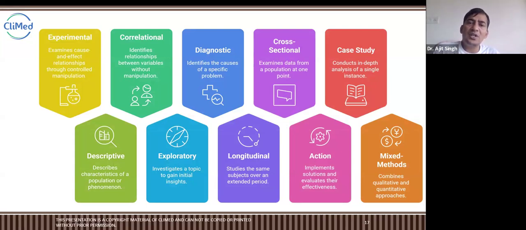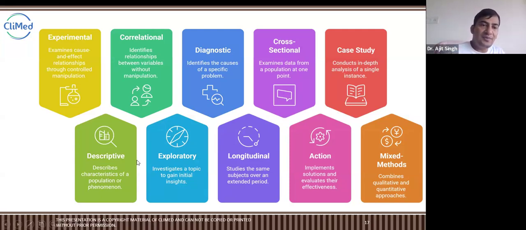Interventional studies include randomized control trials, community trials, and non-randomized control trials. So multiple things are there, and there is also something like this on your screen: experimental designs, correlational designs, diagnostic designs, cross-sectional designs, action designs, longitudinal studies. These are used for different purposes. Then quantitative, qualitative, and mixed methods.